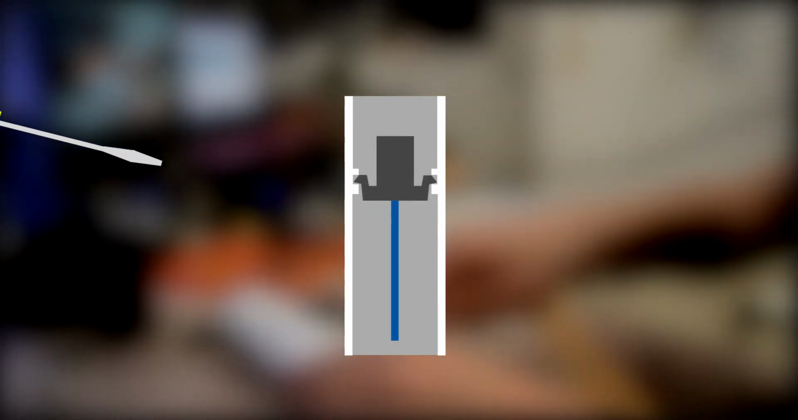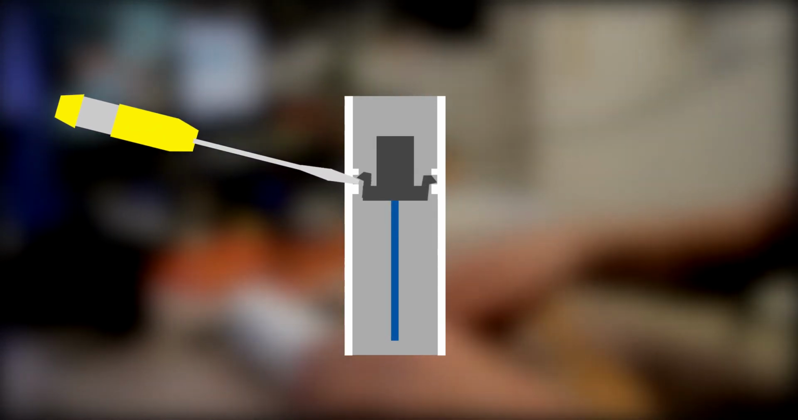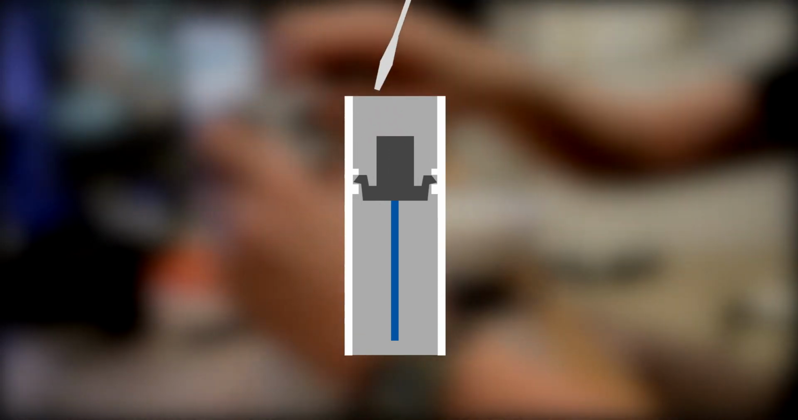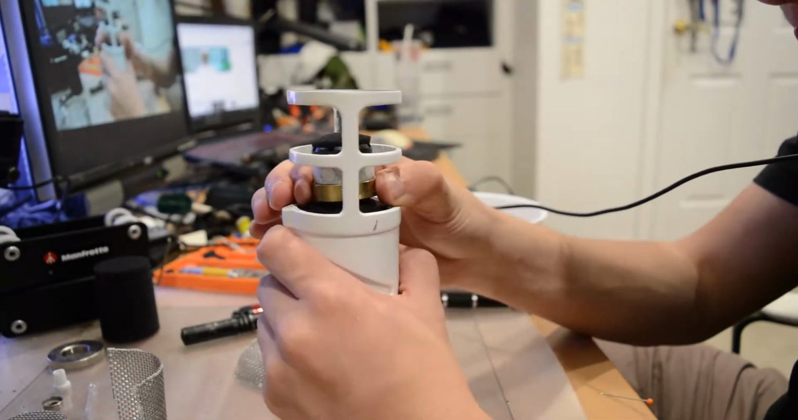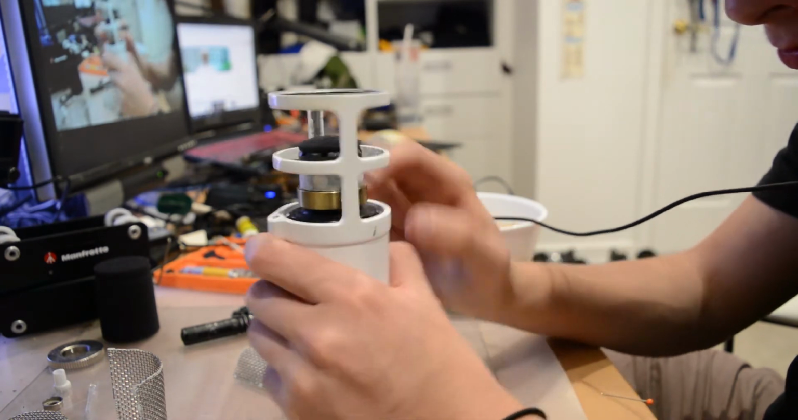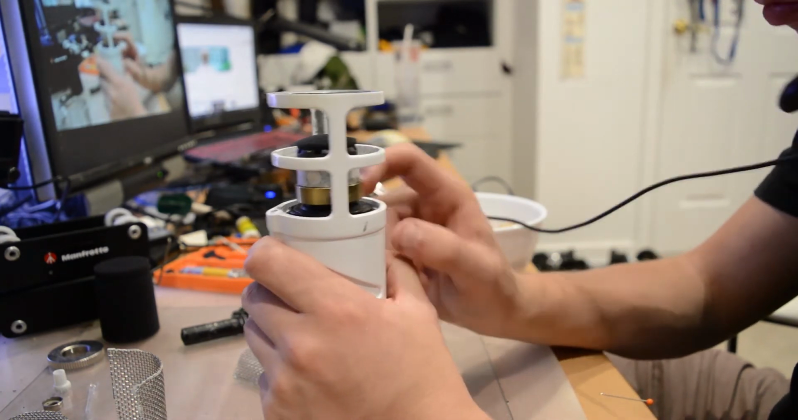However, because of the design of the casing, it's difficult to get a screwdriver in to push the clips in. Because of this, I worked out that you had to remove the mesh in order to easily remove the internal components. From here, all that's left to do is slide out the internal components.